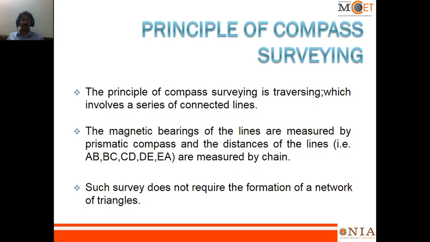So this becomes the principle of compass surveying. Here we deal with the magnetic bearings of the lines, which are measured by the prismatic compass, and the distances of the lines, that is AB, BC, CD, whatever, are measured by chain or tape. Such a survey does not require the formation of a network of triangles. It obviously makes a proper shape such that we can very easily determine the area of a particular piece of land or a large area, right?